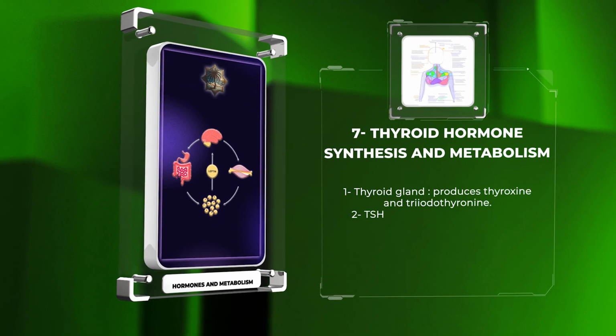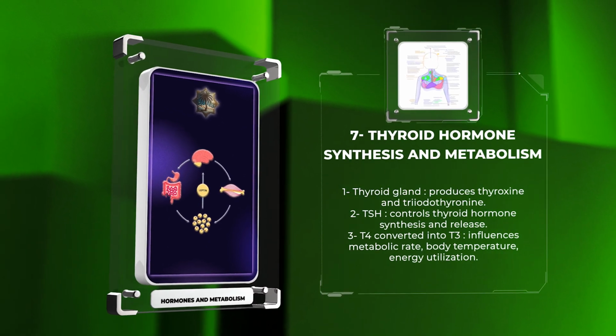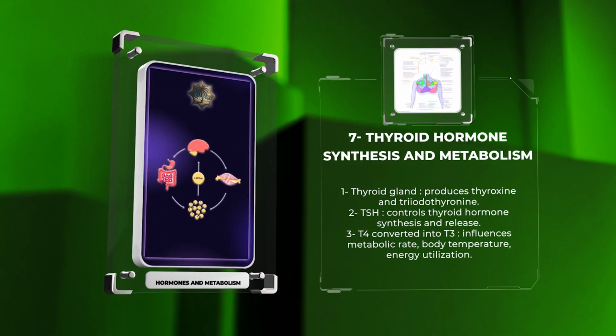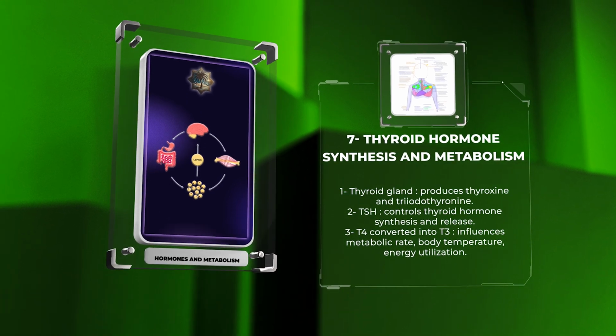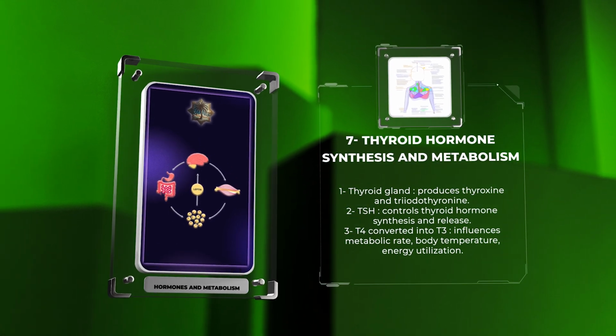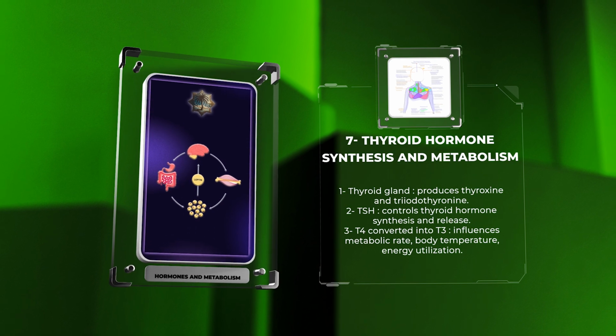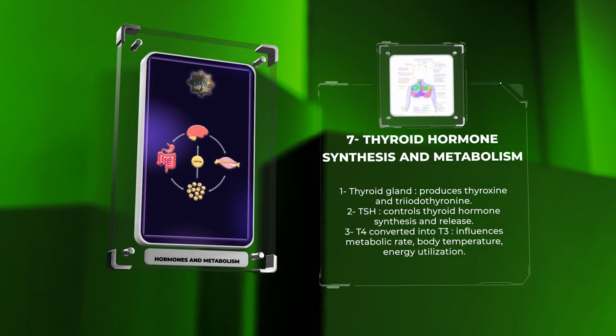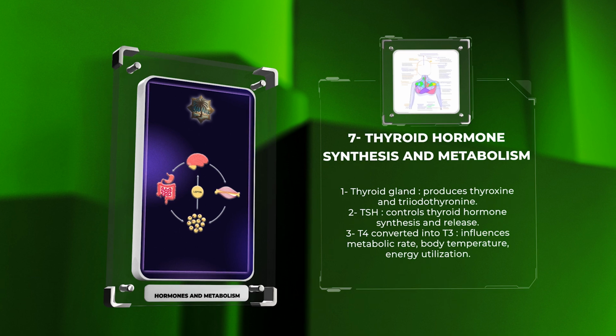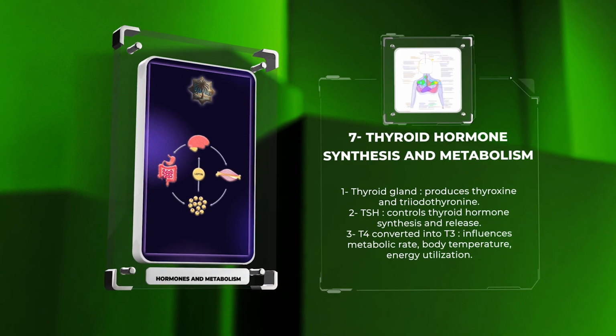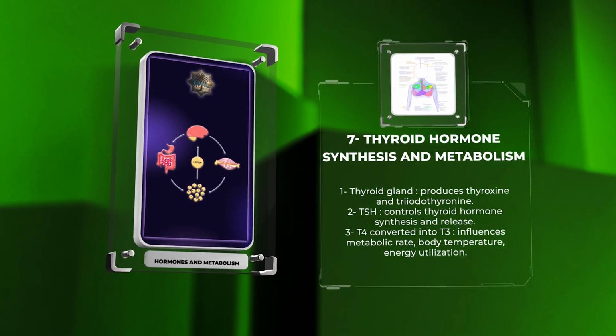The thyroid gland produces hormones, thyroxine, T4, and triiodothyronine, T3, which play key roles in regulating metabolism. Thyroid-stimulating hormone, TSH, from the pituitary gland controls thyroid hormone synthesis and release. T4 is converted into the more active T3 form, which influences metabolic rate, body temperature, and energy utilization.